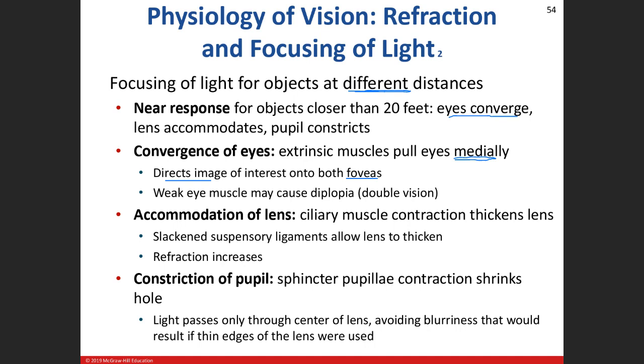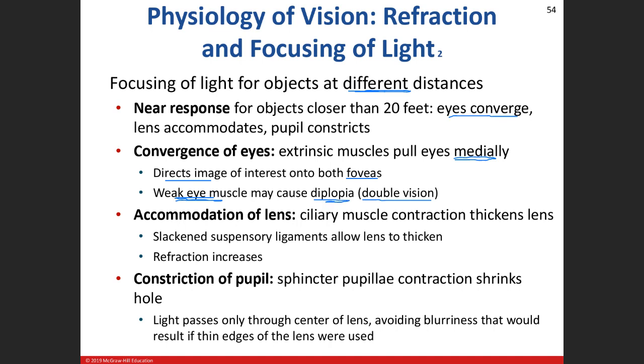So unfortunately, if you have certain conditions, for example, myasthenia gravis is a condition in which you get weakening of the muscles, you can get double vision. Right? So anything that has weakness of the eye muscles can cause double vision, which is what we call diplopia. Okay? Accommodation of the lens.